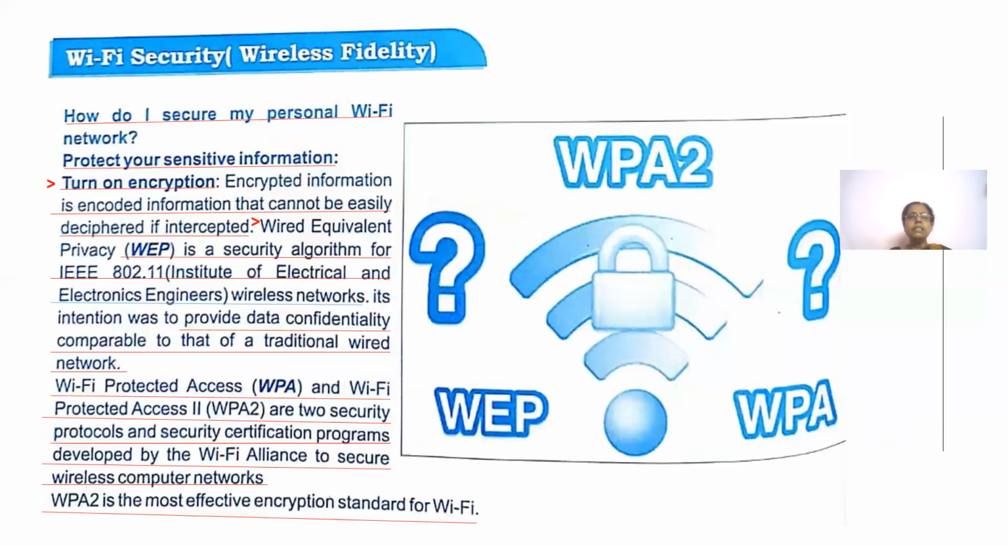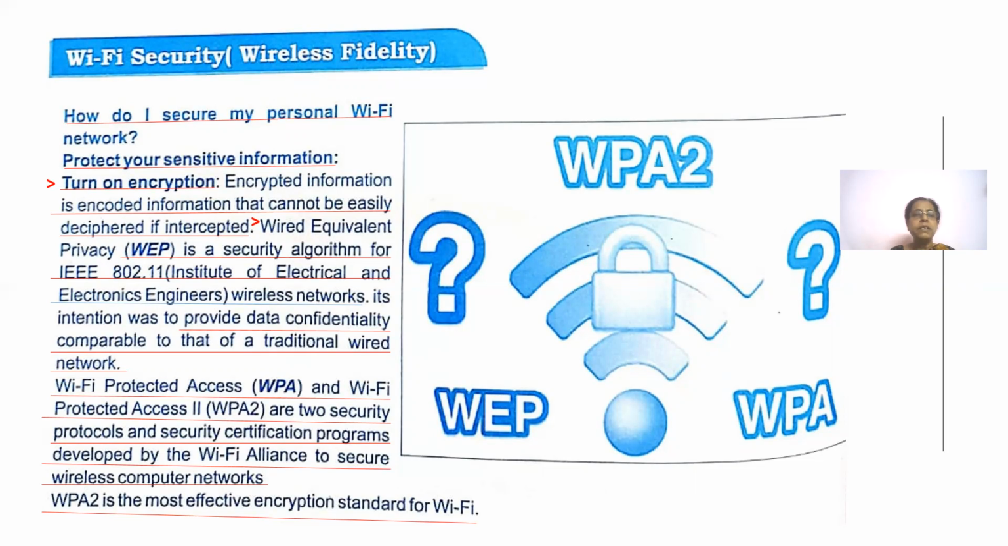Now let's see, first we told about Wi-Fi security. Wi-Fi means wireless fidelity. The full form for Wi-Fi is wireless fidelity. Now how are you going to secure your personal Wi-Fi network? How do you protect your sensitive information over the Wi-Fi? First, always remember to turn on your encryption.